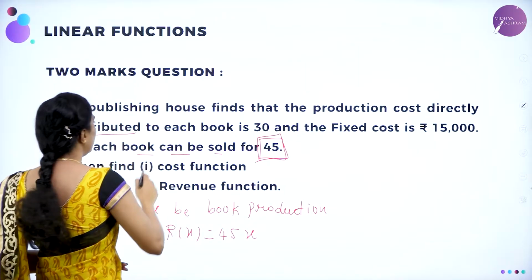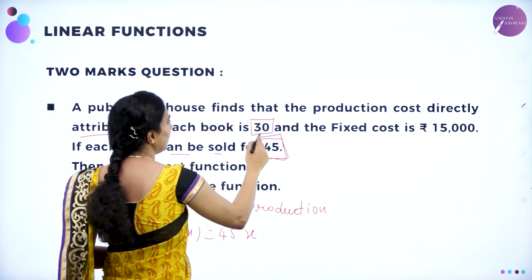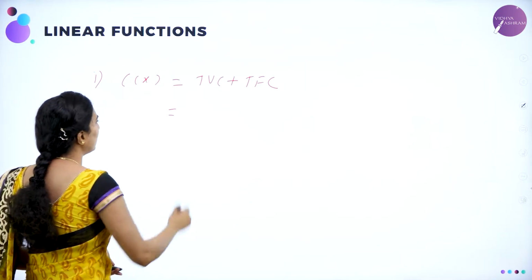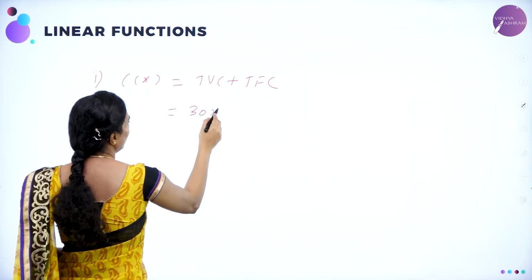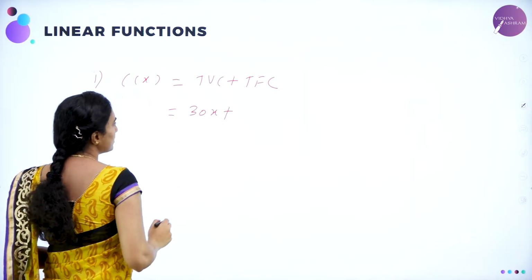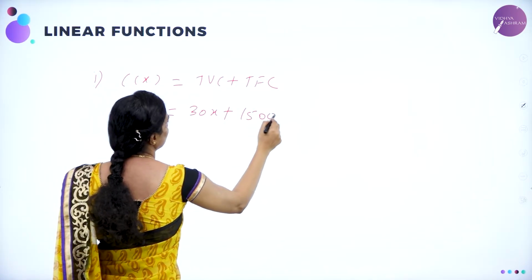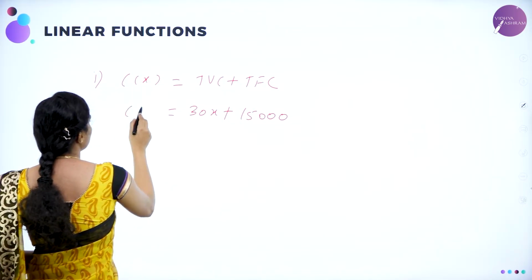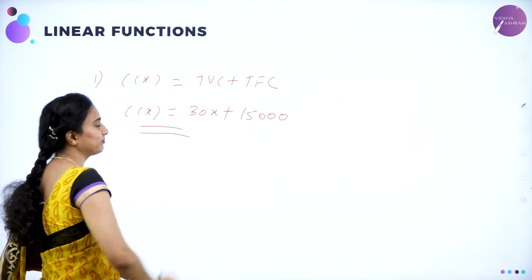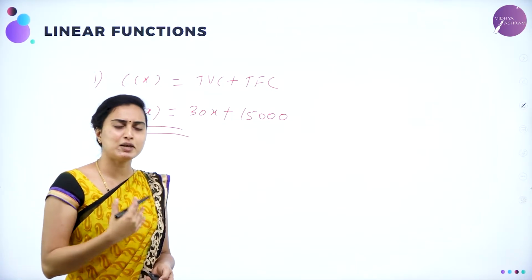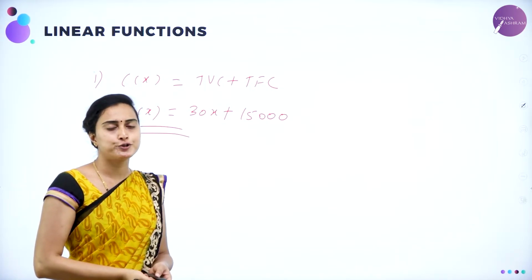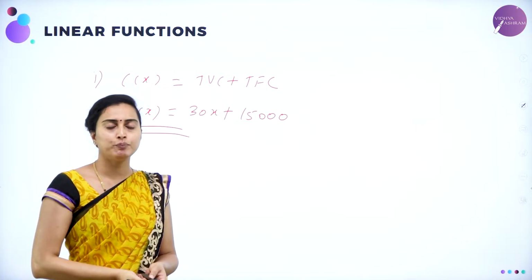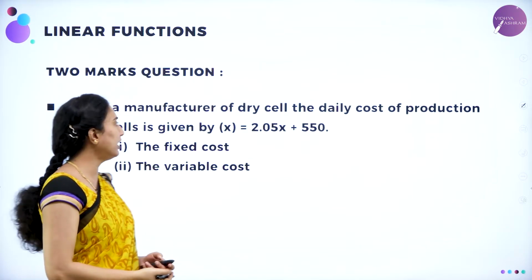Each book attributed 30 and fixed cost is 15,000, means 30 into X plus total fixed cost is 15,000. That's it, yes. So this is what the C of X is. This type of question will be asked for a 2-marker. I hope you got this one. We'll move on to the next problem.